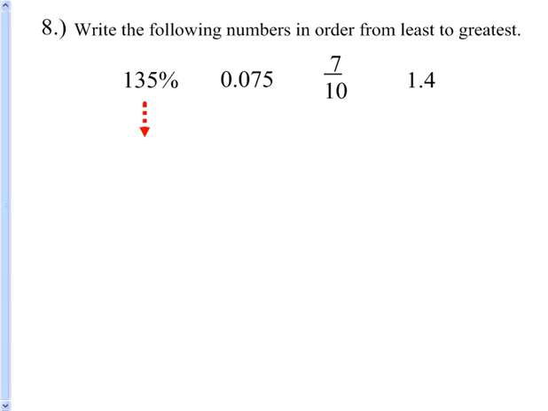135% is the same as 1 35/100ths. 75 thousandths is already a decimal, and so we can keep it in that form, 0.075, 75 thousandths. 7/10, we're going to write as a decimal that sounds the same way, but looks like this, 0.7 when we write it. And then 1 4/10 is already a decimal, 1.4.